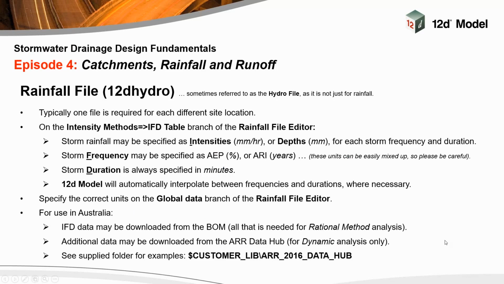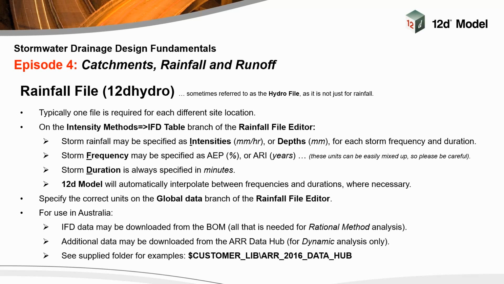So first up on episode 4, this is the first time, after 3 episodes, that we didn't add any water to our water strings. So this is the first episode in the series where we're actually adding some water. And from a stormwater point of view, the water typically comes from the sky in the form of rainfall. So we've got a rainfall file in 12D, sometimes known as a hydro file, because the file is not strictly just for rainfall data, it's also for hydrology data as well. But at least for the rational method, it's mainly just about rainfall data.